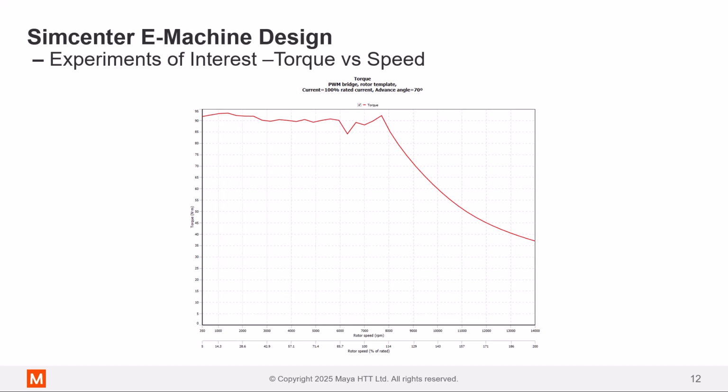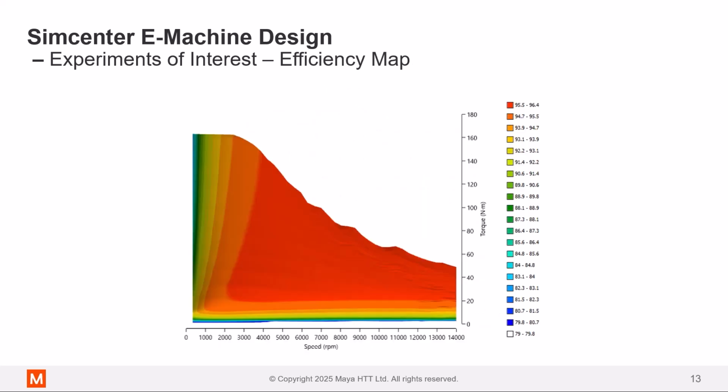This chart depicts the result from the torque versus speed experiment. The results show the time average torque data at several speeds throughout the range that you defined. This color shade plot depicts the result from the efficiency map experiment.